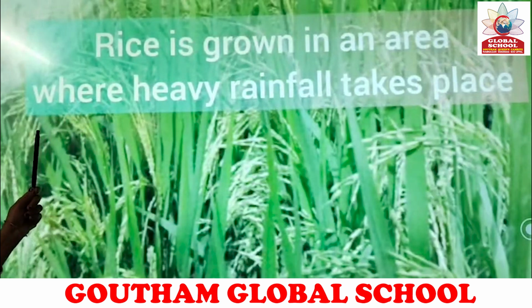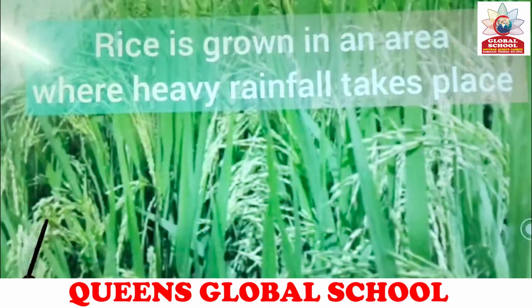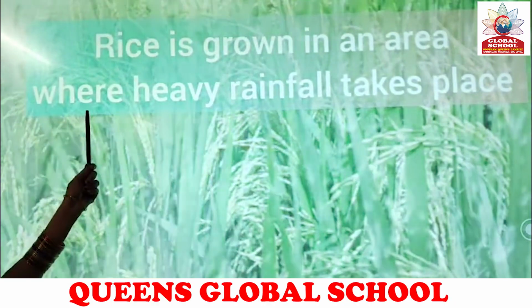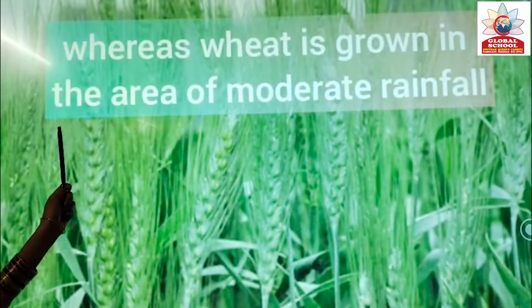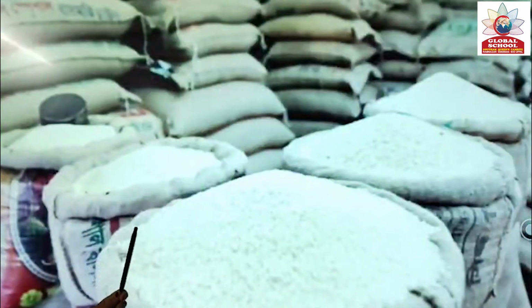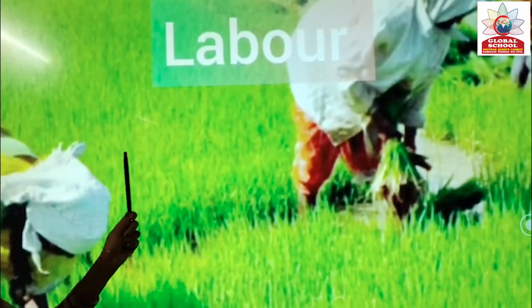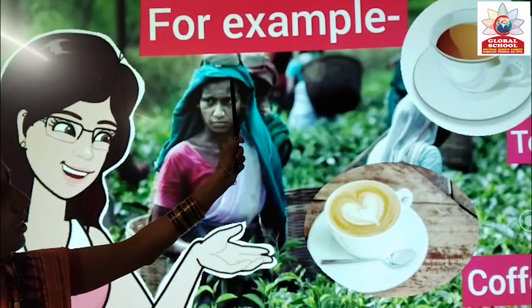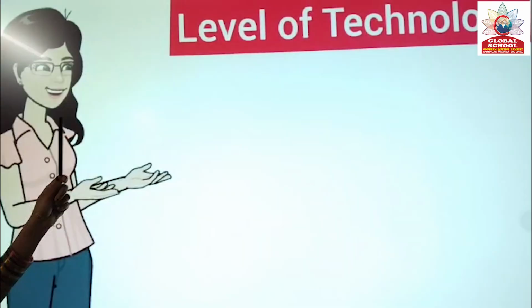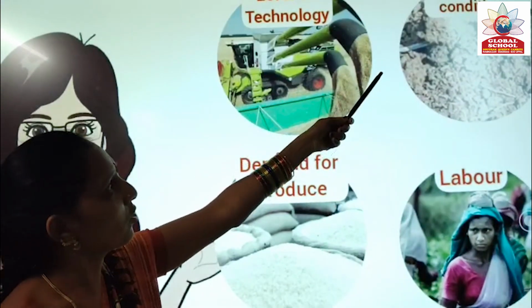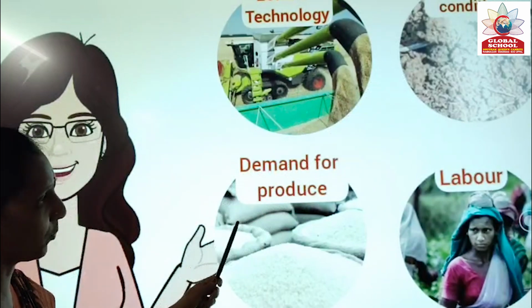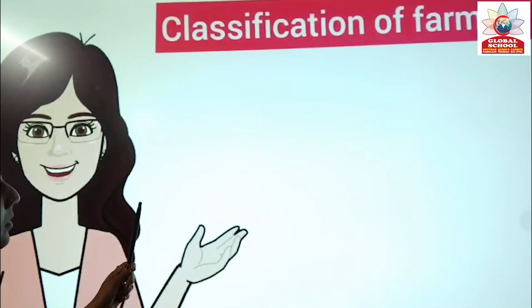Rice is grown in an area where heavy rainfall takes place. Rice will grow in heavy rain, where the crops receive heavy rainfall. Wheat is grown in areas of moderate rainfall. Next, labor. Labor is most useful in crops like tea and coffee. Level of technology is influenced by geographical conditions, demand for produce and labor.